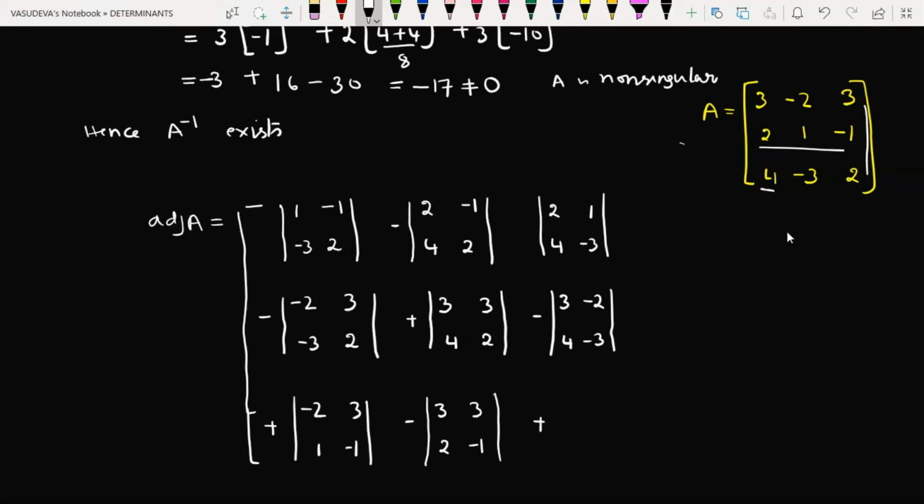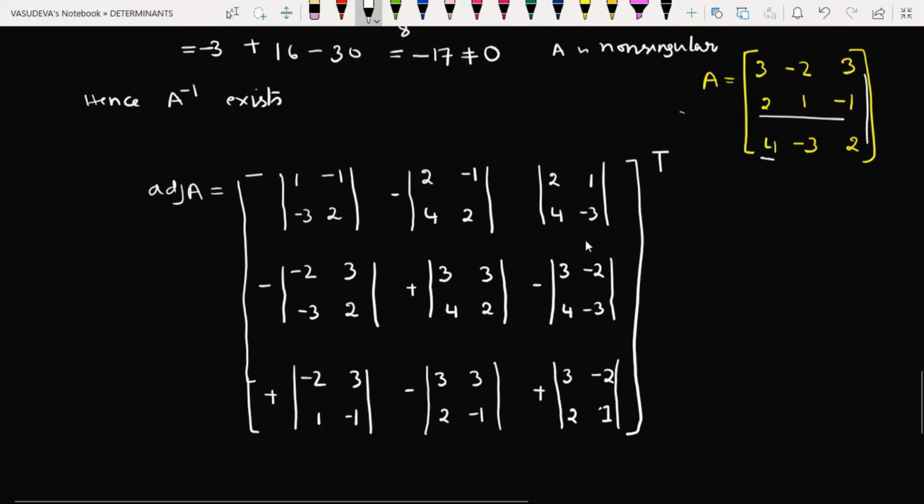Next plus, now the determinant of the cofactor of 2 is here 3, minus 2, 1, 2... 3, 3, minus 2, 2, 1. So taking the transpose of this, we have written the cofactor matrix. Therefore, we have to take the transpose of this matrix.